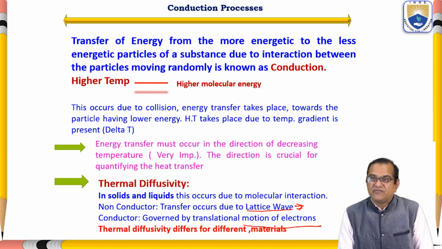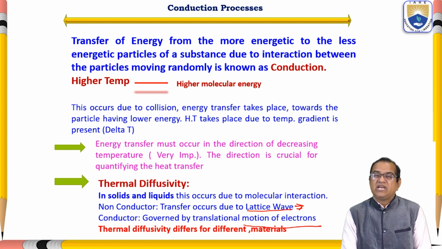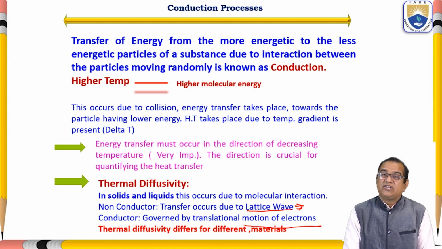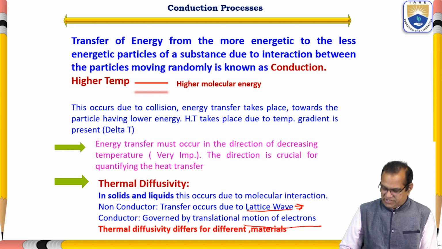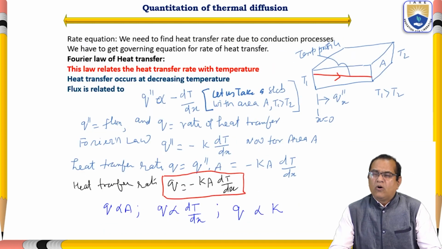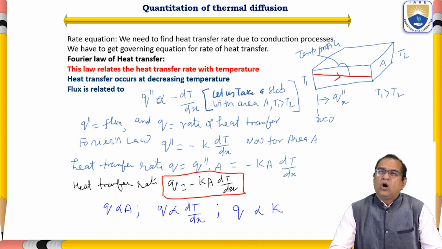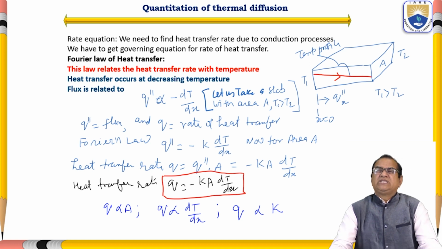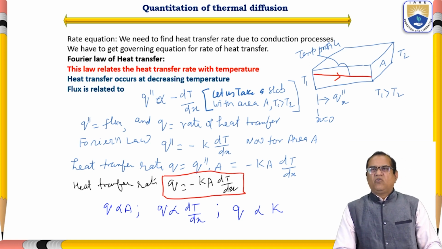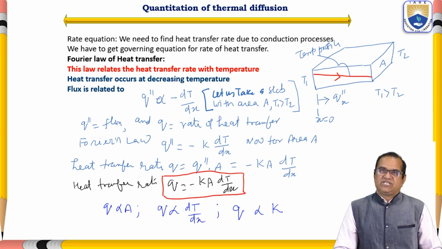Thermal diffusivity differs for different materials. Like conductivity, diffusivity also differs for different materials. Okay, the next topic is the quantification of thermal diffusion. We have seen in our previous lecture about thermal conductivity. Now we will see another term, which is called diffusivity.